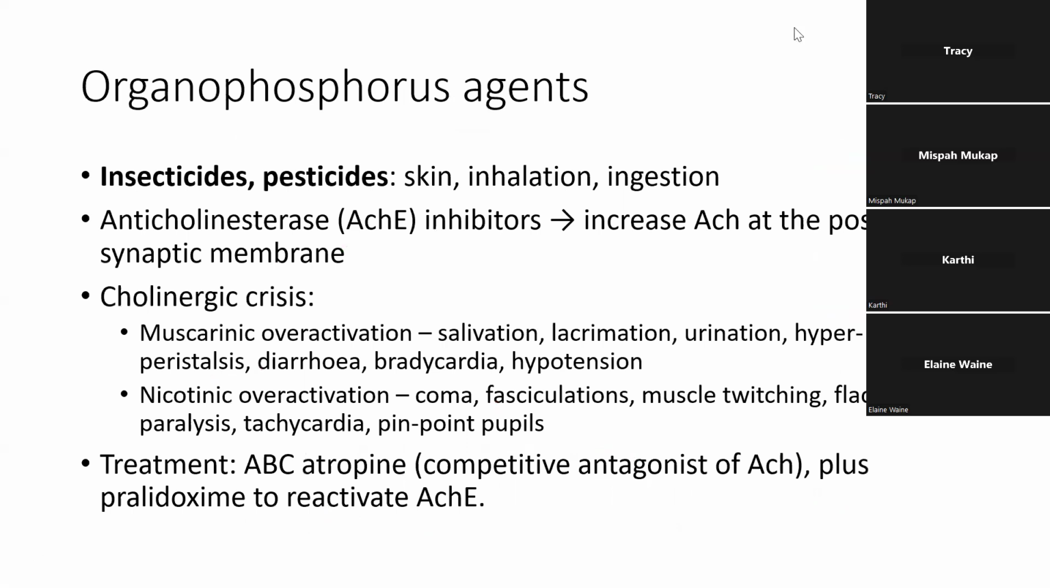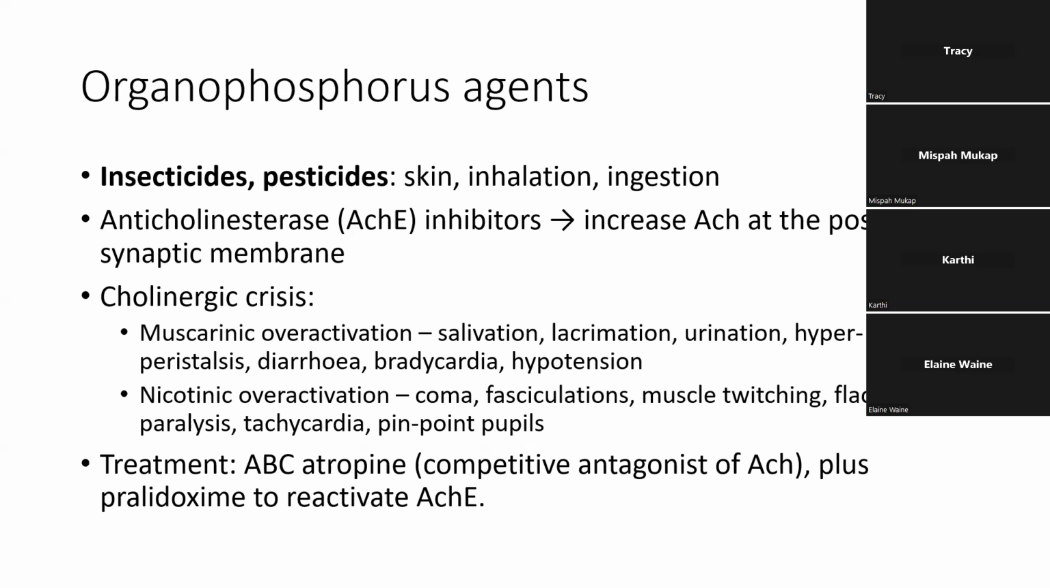I wanted to just briefly touch on organophosphate agents, because they have a different sort of toxicity. And these are insecticides or pesticides. They can cause poisoning because they can be absorbed through the skin, or they can be inhaled, or they can be ingested. And most of the severe poisonings come from ingestion particularly. And as I said, they lead to a cholinergic crisis. They lead to a massive increase in acetylcholine available at the postsynaptic membrane of the neuromuscular junction, because they inhibit acetylcholinesterase. And acetylcholinesterase is the enzyme that breaks down acetylcholine.